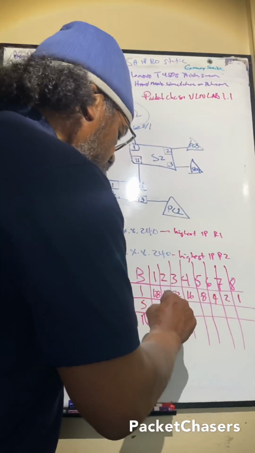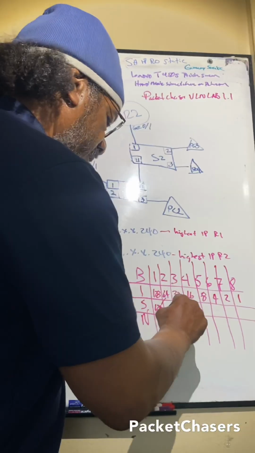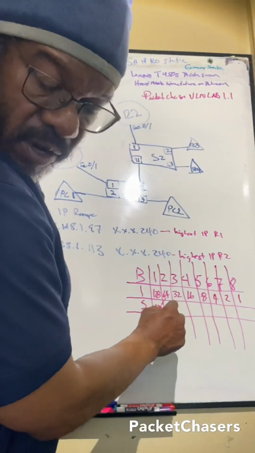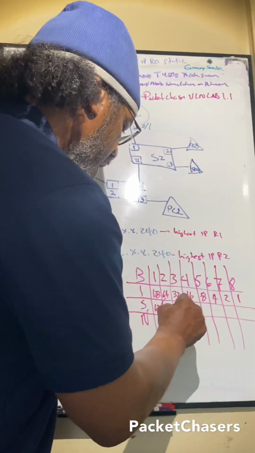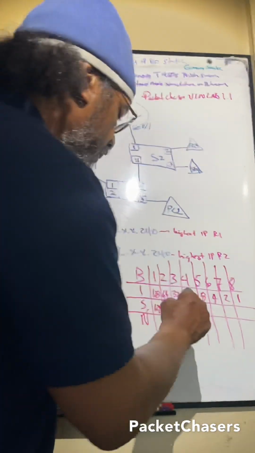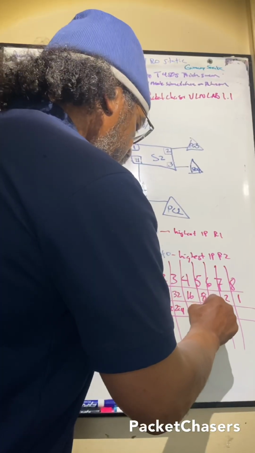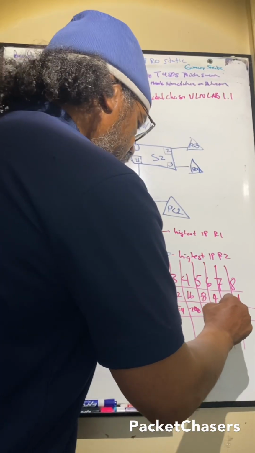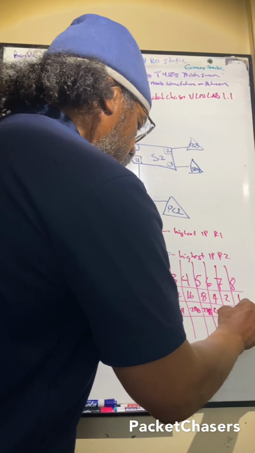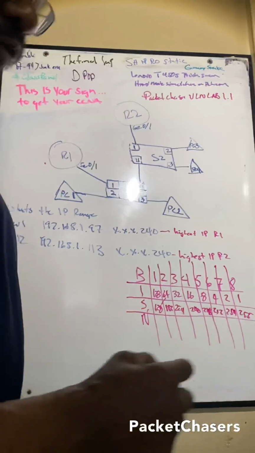What we're going to do is we're going to take this 128 and then we're going to add up, and that's going to give us the number for the next subnet mask right here. 128 plus 64 is 192 plus 32 is 224 plus 16 is 240 plus 8 is 248 plus 4 is 252 plus 2 is 254 plus 1 is 255.